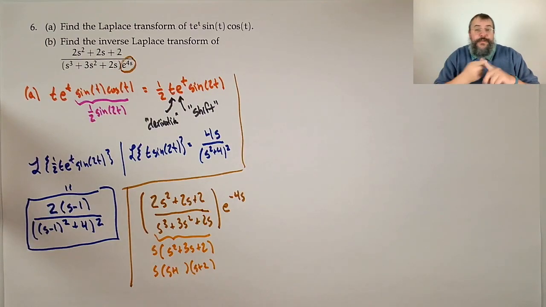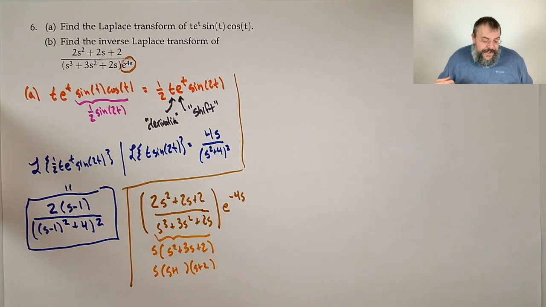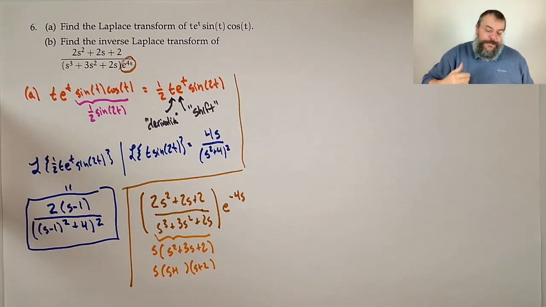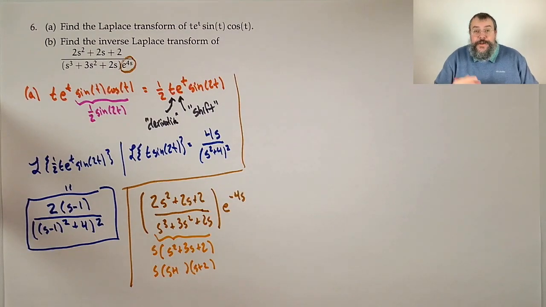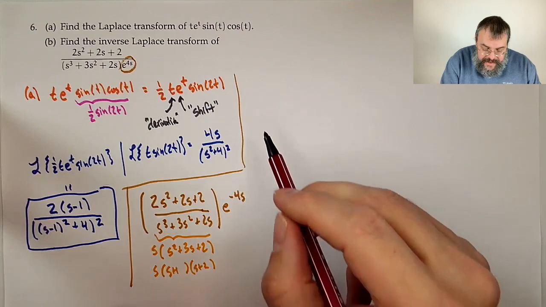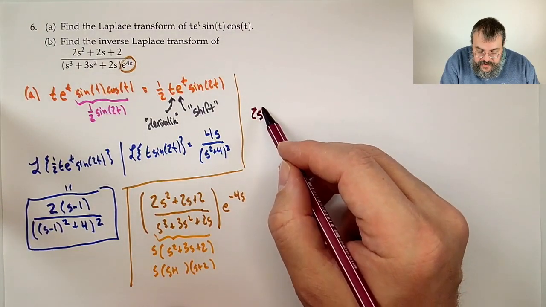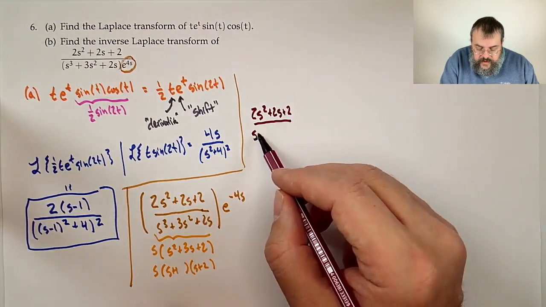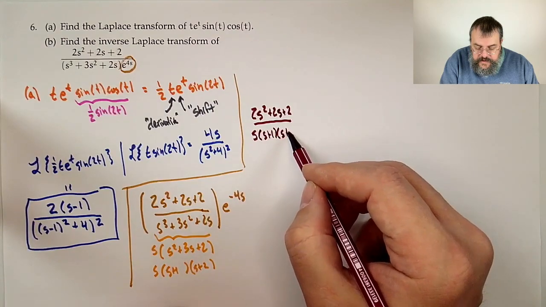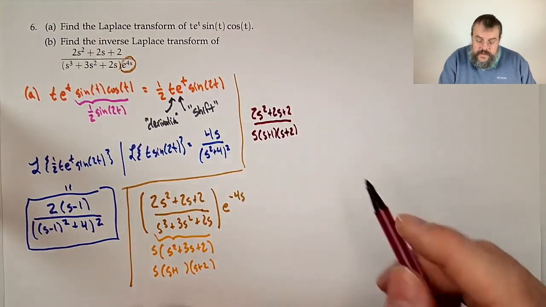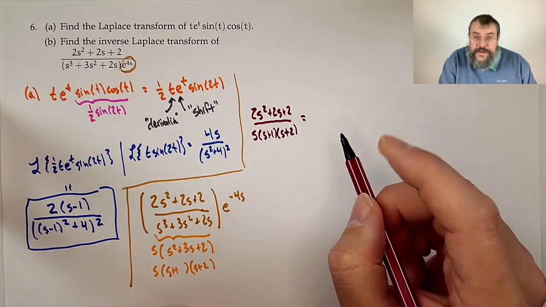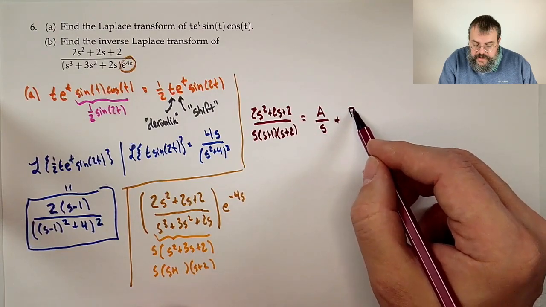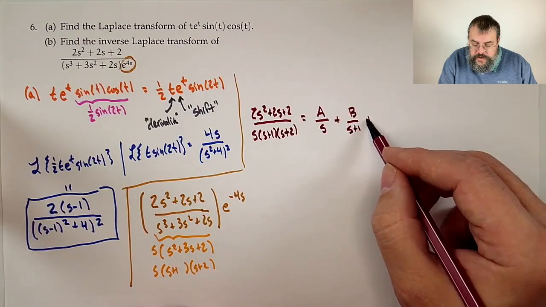And there's no repeated roots. There's no irreducible quadratics. Sometimes good things come to those who wait. All right, so our partial fractions. You have (2s squared plus 2s plus 2) over s times (s plus 1) times (s plus 2), equals, and this is the important part, make sure you got this: something over the first term, something over the second term, and something over the third term.